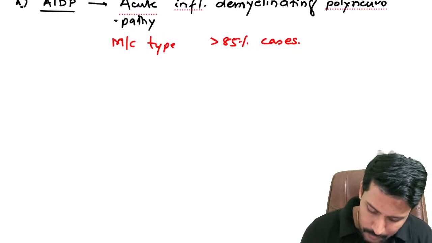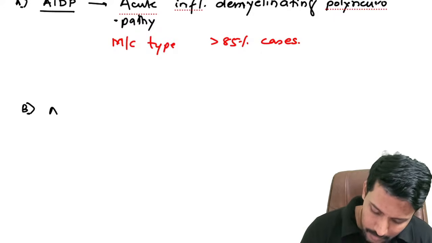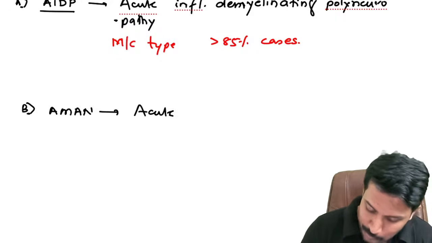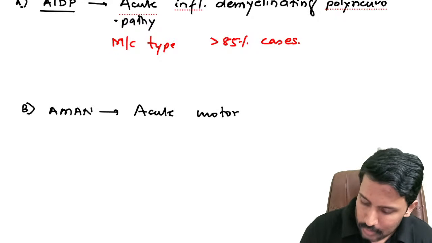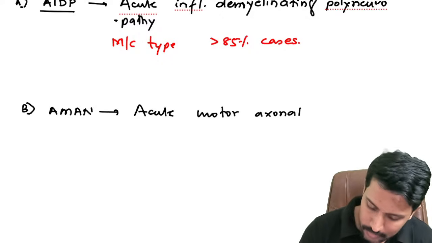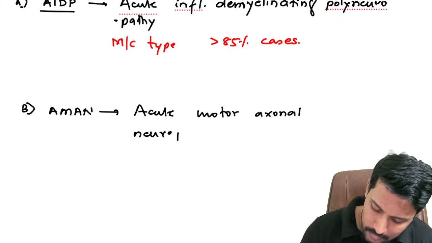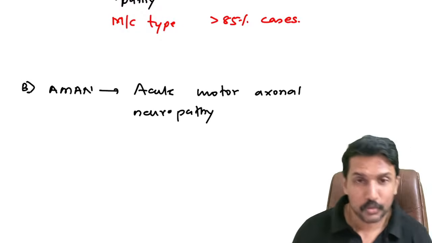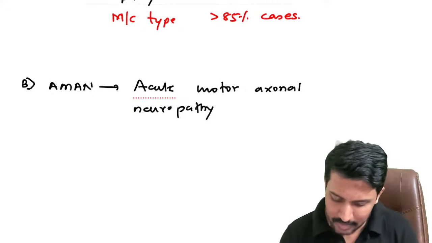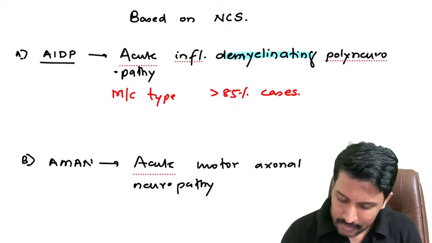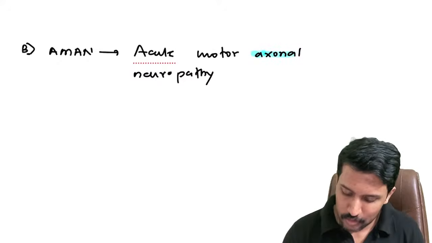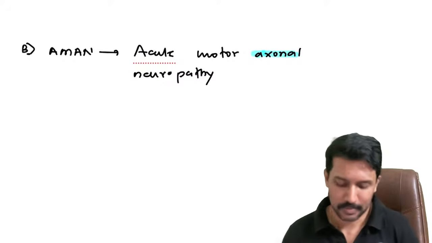The next one is called AMAN. AMAN stands for acute motor axonal neuropathy. As the name says, it's all there in the name. AIDP is the demyelinating type of neuropathy. This is the axonal injury type of neuropathy, right?